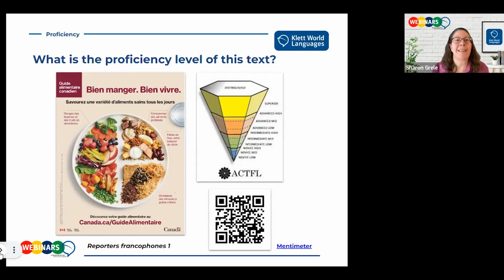So I'll talk about this one. This is another authentic resource from the same textbook. This one is about food and, bien manger, bien vivre. So if you want to take a minute and put in your guess as to the level of this text, what is its proficiency level? Once again, you can scan the QR code that's right there, or they've put the link in the chat if you just want to click on it, and then you can put in what you think is the proficiency level of this text. And then we'll see what y'all think.